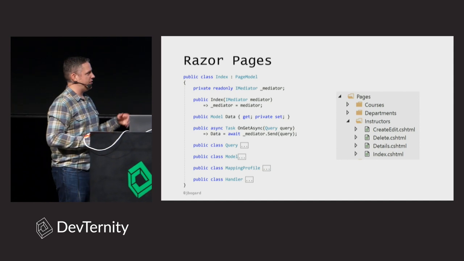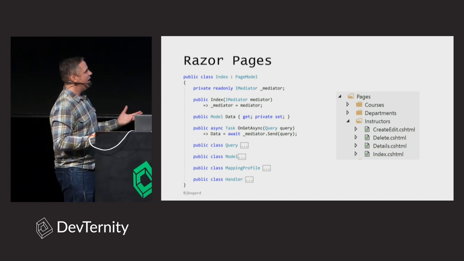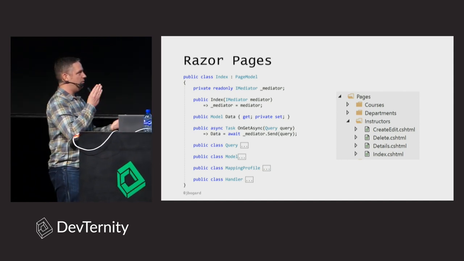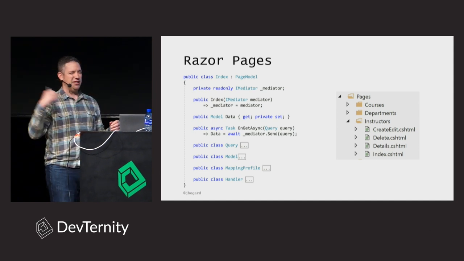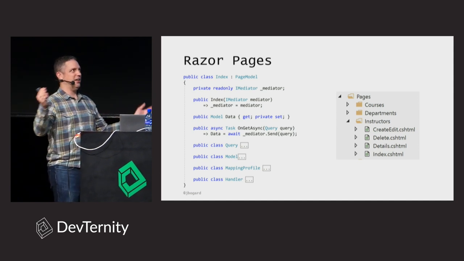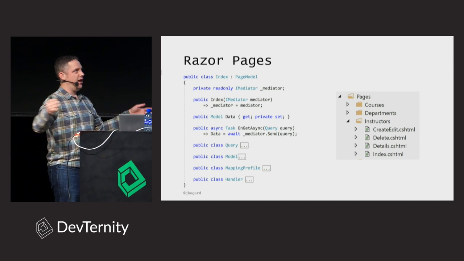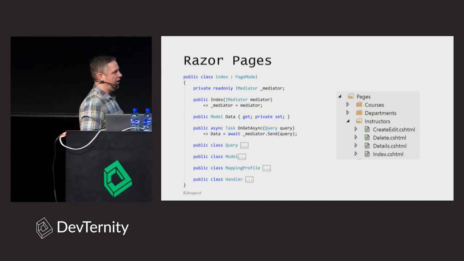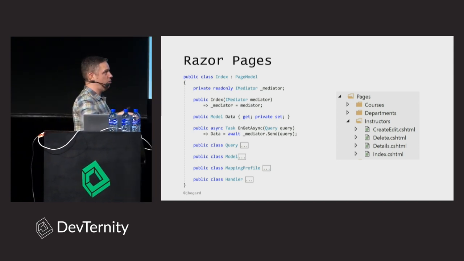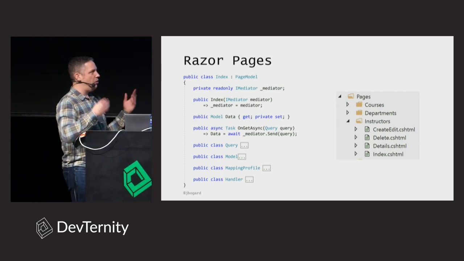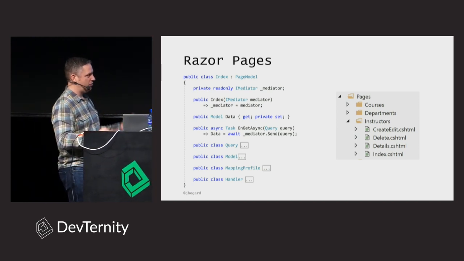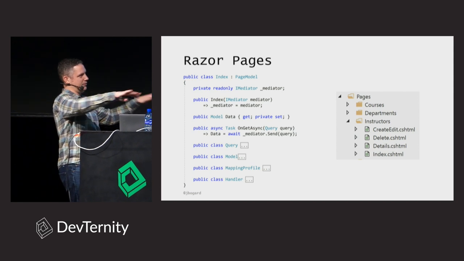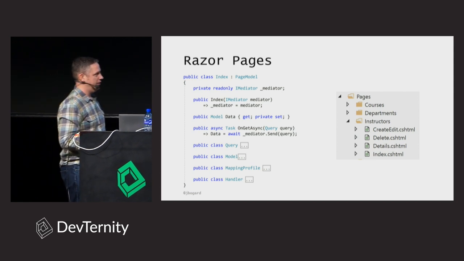ASP.NET Core also introduced the concept of Razor Pages. And these are now fully encapsulated request handlers. So instead of having this kind of weird controller object that does a whole bunch of different requests, I have individual objects and pages that represent each individual request. So now it becomes more of a component-oriented architecture as opposed to these classes that span all these different requests.